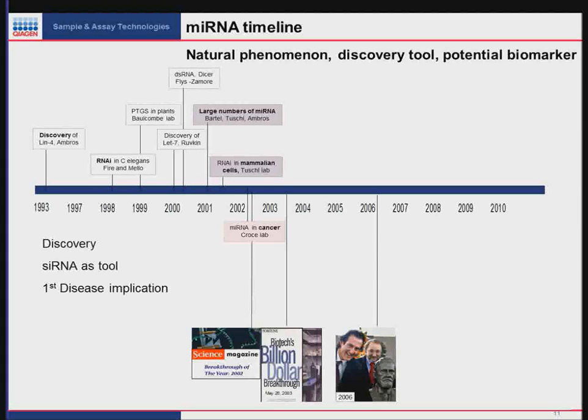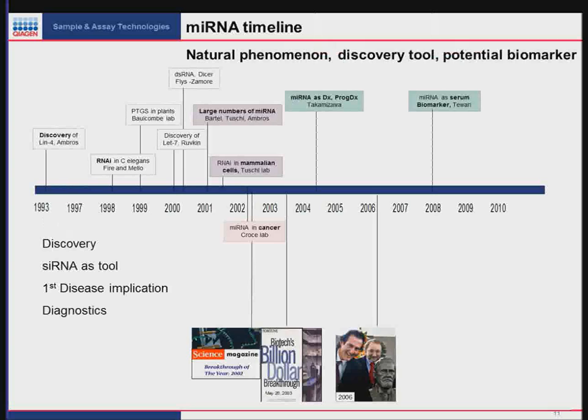And with all of these things said and done, 2003 was a year in which small RNAs were nominated as Breakthrough of the Year by Science Magazine. Business magazines like Fortune saw the money that could be involved in biomarkers and clinical applications of microRNA. And Fire and Mello won the Nobel Prize in 2006 because of their discovery in C. elegans in 1998.